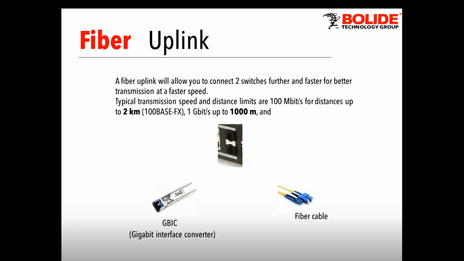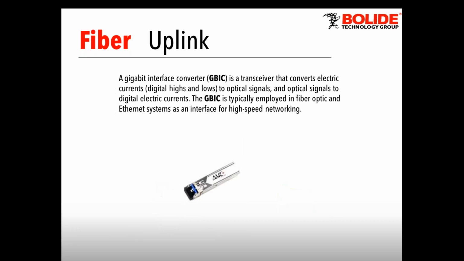Okay. But getting back to the fiber, how does it connect? It's got an interface called a GBIC. That's a gigabit interface converter. What does that mean? It's going to convert the digital signal into an optical signal, light, basically. Without this device, you're not going to be able to use that fiber.